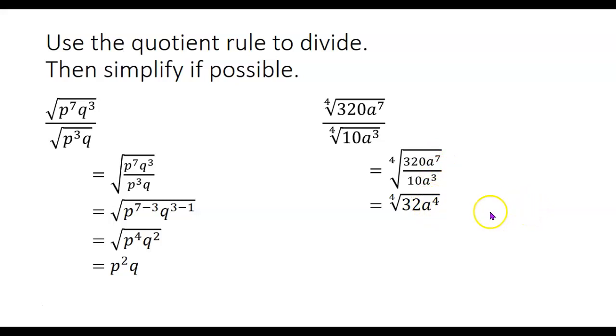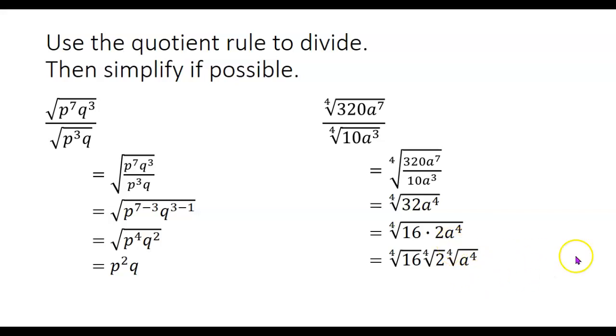And now let's see if there's anything we can do with this. Now 32 isn't a perfect 4th power, but we can factor it into 16, which is 2 to the 4th power, times 2. So now we've got the 4th root of 16, which is just going to be 2, times the 4th root of 2, which we can't do anything more with, times the 4th root of a to the 4th power, and the 4th root undoes the 4th power and gets us back to a. So we've got 2a times the 4th root of 2.